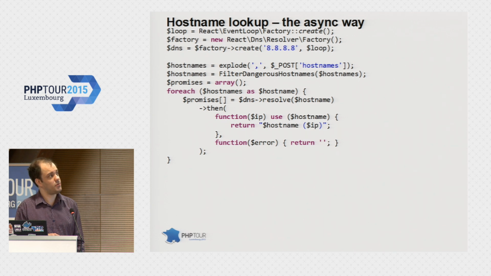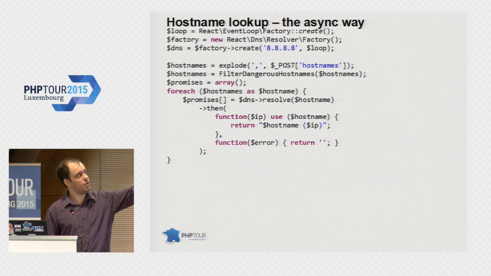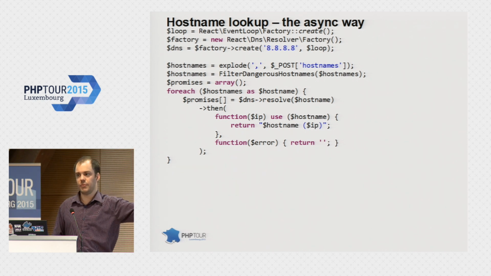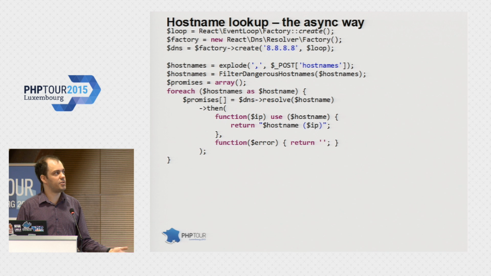If you're not successful, in this case I'm going to return nothing. I'm just going to ignore the error. This code is going to run once for every single host name. Now, of course, the big question is, how do you know they're all finished? Because that's when you want to give output. So there's a simple extension for that to the promise thing.